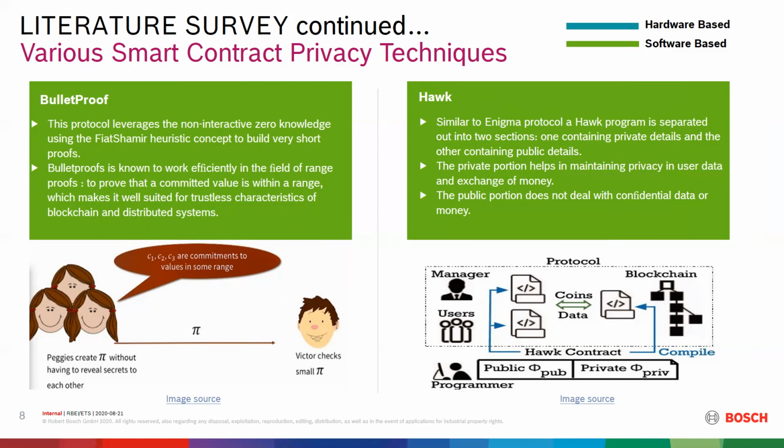The last framework is the Hawk framework. Similar to Enigma protocol, a Hawk program is separated out into two sections, one containing private details and the other containing public details. The private portion helps in maintaining privacy in user data and exchange of money. The public portion does not deal with confidential data or money.